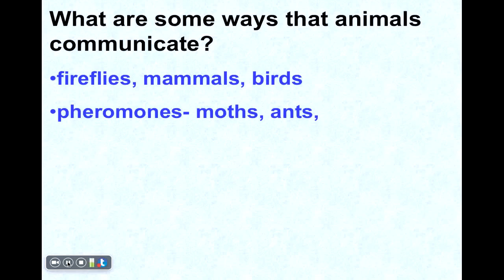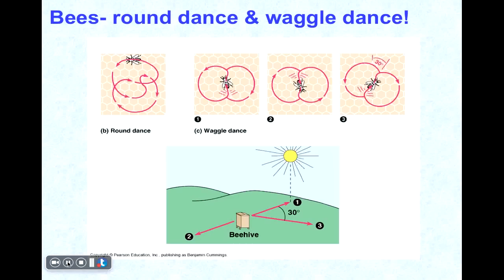If an ant leaves a nest and goes out and finds food, then comes back to the nest and leaves a trail of pheromones behind, other ants can follow that trail of pheromones and find their way to the food source.